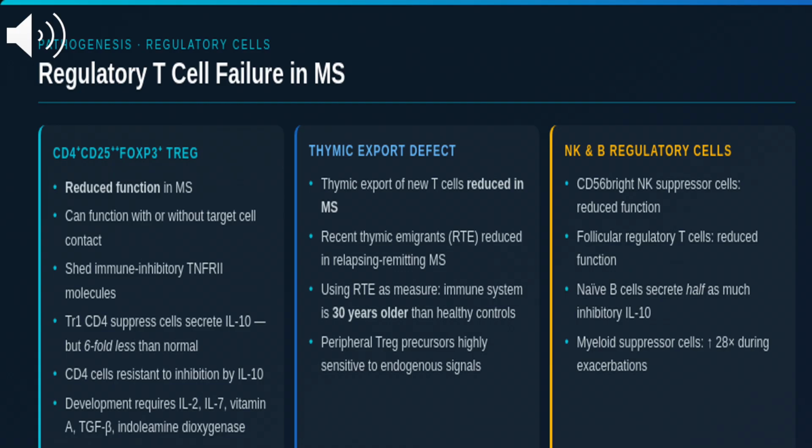So not only is less inhibitory cytokine being produced, the cells that should respond to it have become unresponsive. The thymic story is striking and underappreciated. Thymic export of new T cells is reduced in MS.